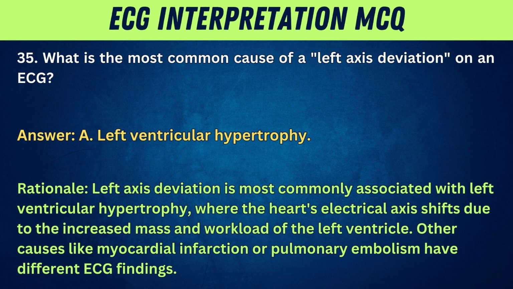Left axis deviation is most commonly associated with left ventricular hypertrophy, where the heart's electrical axis shifts due to the increased mass and workload of the left ventricle. Other causes like myocardial infarction or pulmonary embolism have different ECG findings.